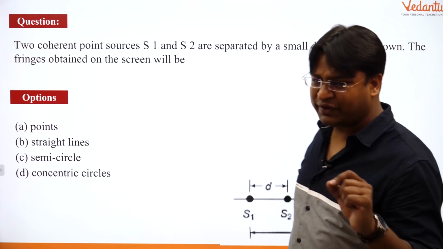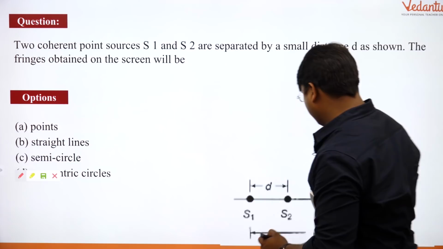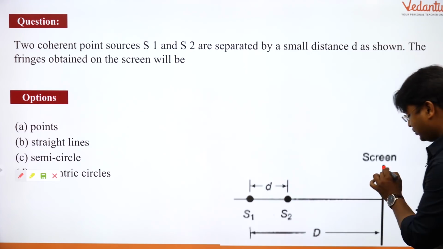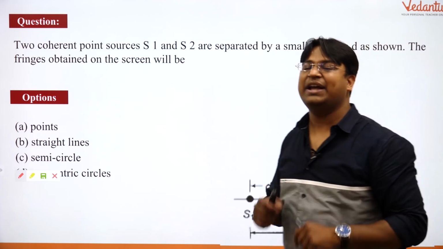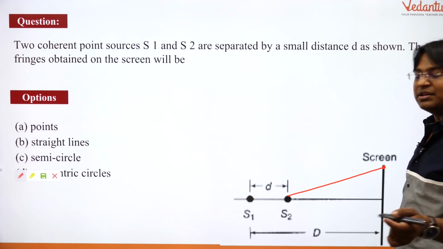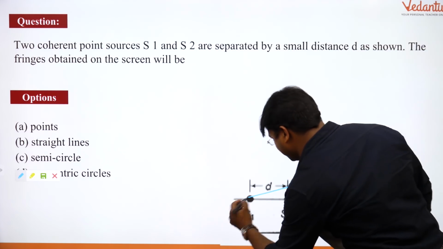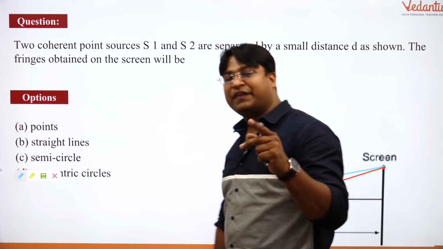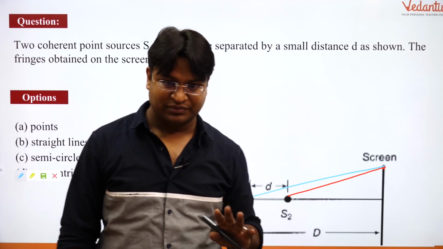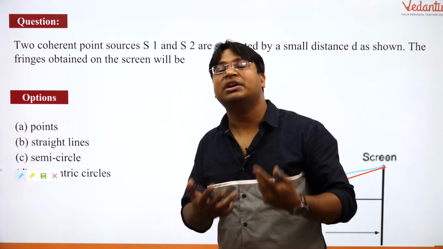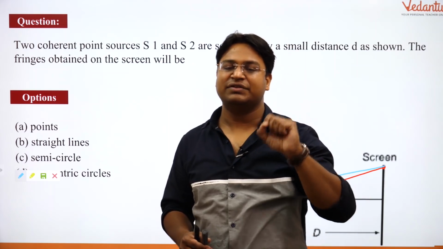So again, not a very tricky one, but still let's have a look. If we choose any point P on the screen and we join this to S2, let's say we have tied a thread here. Just imagine that we have used a thread and we have tied S2 with P. We have used another thread and we have tied this point with S1 also. So the difference in the length of these two strings is going to tell us the path difference at P. Fair enough. I want to think about other points on the screen which will have the same path difference.